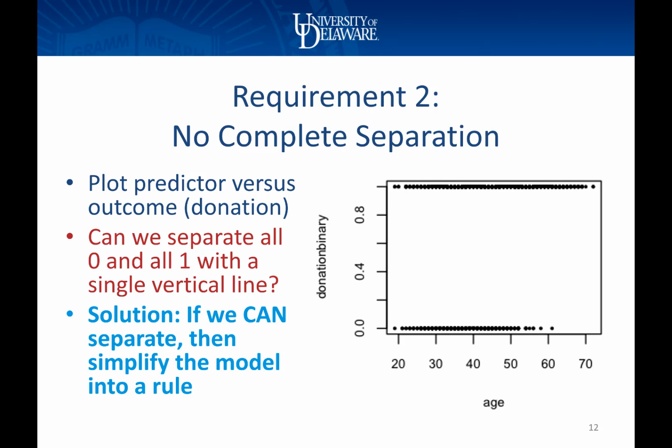If you can separate, then you have complete separation, and you should simplify the model into a rule. Always use the simplest model you possibly can, and in that situation, where 50 was a divider into successes and failures, we can just use the rule: age greater than 50, yes; age less than 50, no.